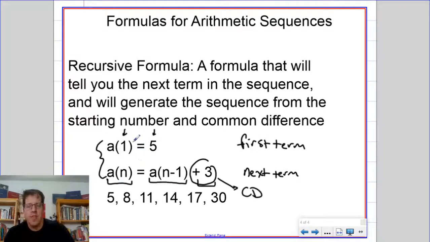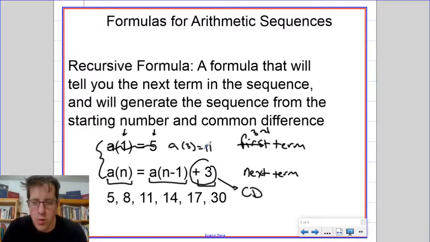I could define this same formula, but instead of saying a of 1 equals 5, I could say a of 3 equals 11, then that wouldn't be the first term, it would be the third term. But it would still tell me the same things.